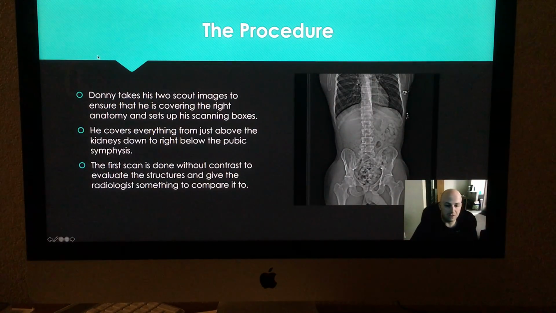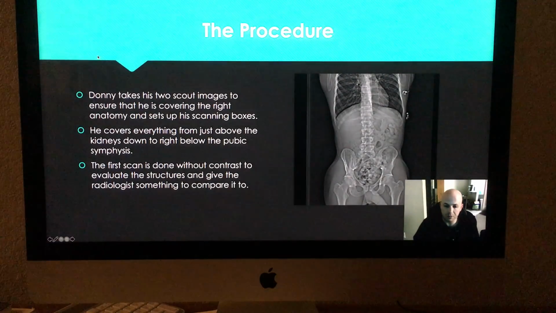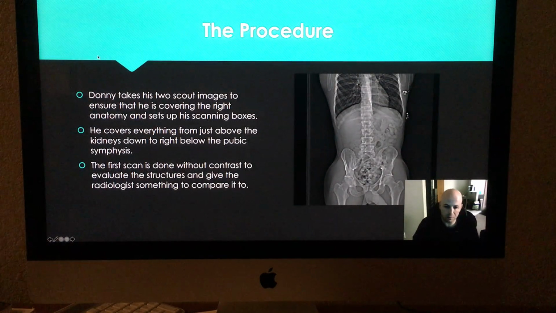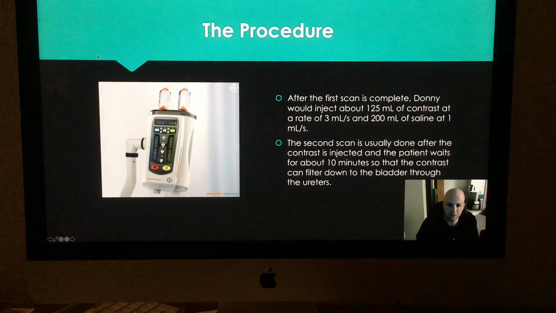Okay. Donnie takes his 2 scout images to ensure he is covering the right anatomy to set up his scan boxes. He covers everything from just above the kidneys down to right below the pubic symphysis. The first scan is done without contrast to evaluate the structures and give the radiologist something to compare it to. And I just have a stock picture of scout images, so yeah, he's not going to need all of that. He's just going to set up his scan boxes for just what's relevant to the procedure.